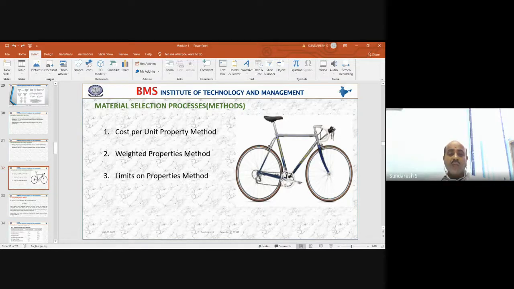In that respect, we have listed three important methods. Of course, the first two are the most important. The first is the cost per unit property method, the second is the weighted properties method, and the third is the limits on properties method. So let us discuss one by one what these methods are and how we can use them so that we can select the material which can perform better in the market, right? So let us start with that.